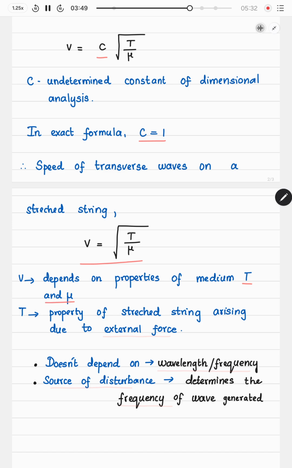And this capital T is the tension. This property of the stretched string arises due to the external force, and the velocity does not depend on the wavelength or frequency. The frequency of the waves is determined by the source of disturbance.